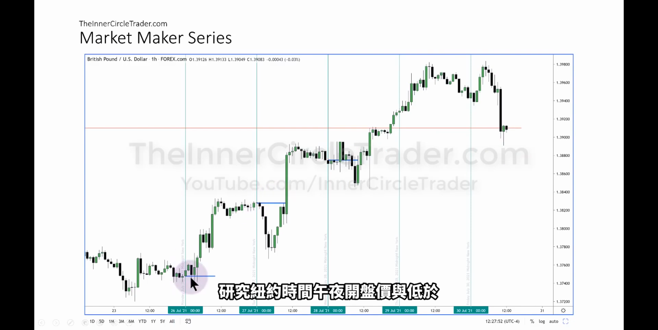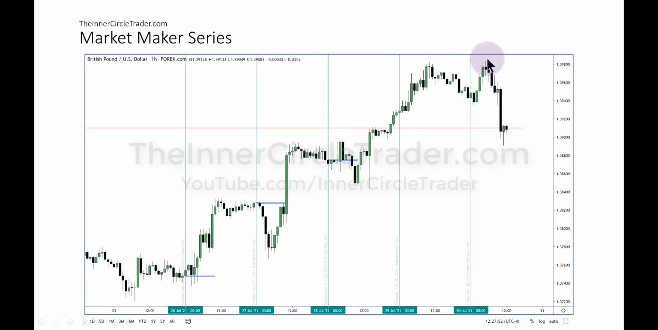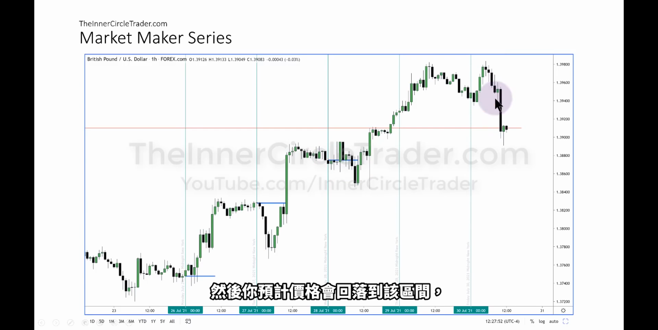Study the relationship of the opening price at midnight in New York time and how buying below that opening price is ideal. This is where smart money accumulates longs. This is where smart money accumulates longs. They distribute their longs on Thursday and Friday if it offers higher prices. And then you expect price to come off that and trade back down into the range, which is the highest high formed intra-week to the low. And we're seeing that here.